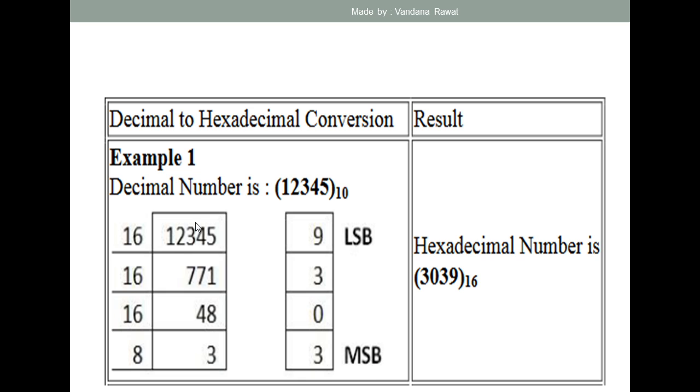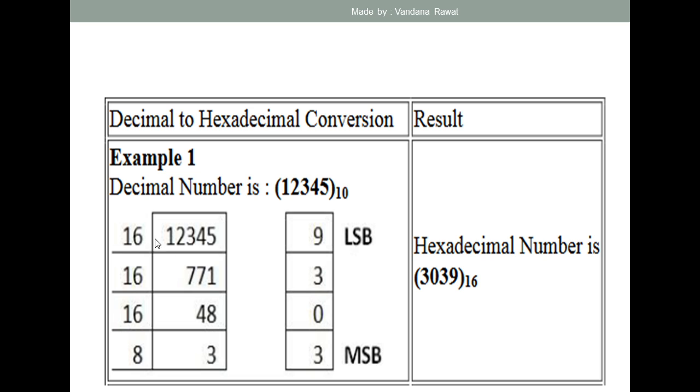Okay, for example, I am taking the same number which I took in the previous one, that is 1 2 3 4 5. But now in this case you have to convert it into hexadecimal. So first of all you will divide this number by 16. So what will you get?